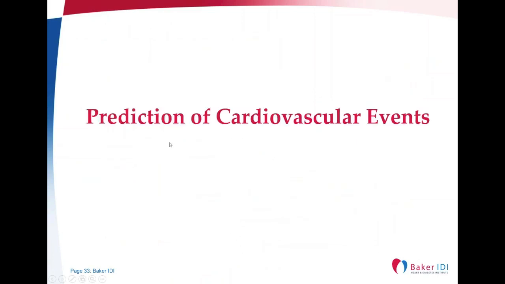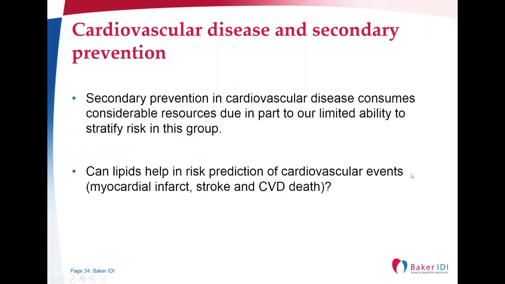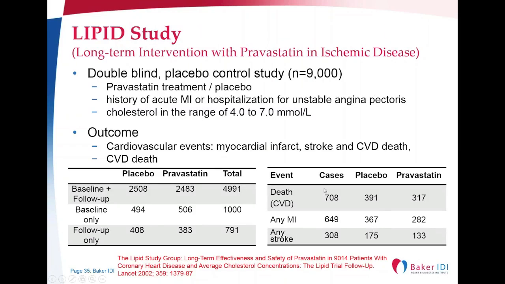Okay, so let me move on now to talk about how we've used this platform then to look at prediction of cardiovascular events. And the area that we're interested in is in secondary prevention. So secondary prevention refers to treatment of patients who have established cardiovascular disease, and this consumes a lot of resources, and that's due in part to our inability or limited ability to identify who's at high risk and who's at low risk in this group of patients. And so we wanted to ask whether lipids could help in this risk prediction in this secondary prevention group of patients.